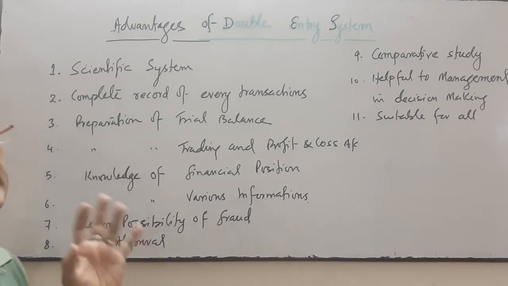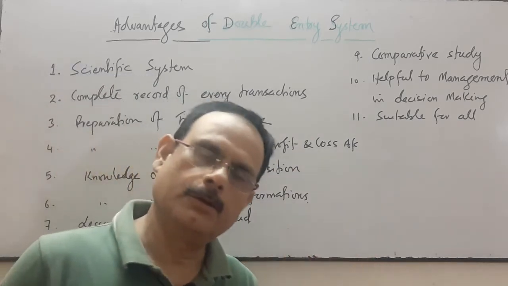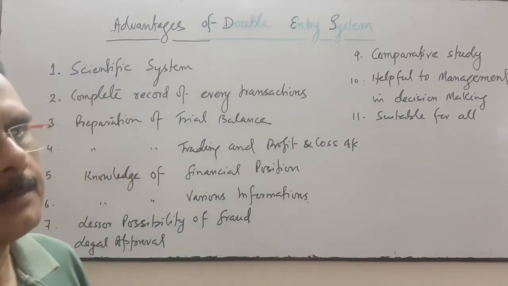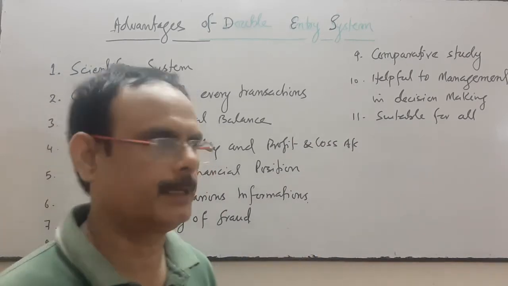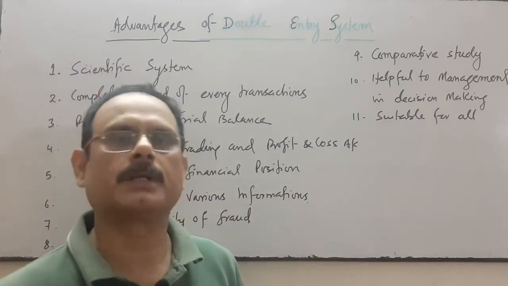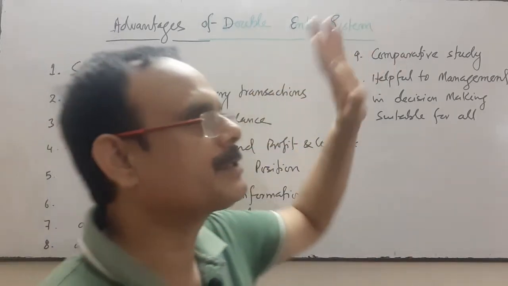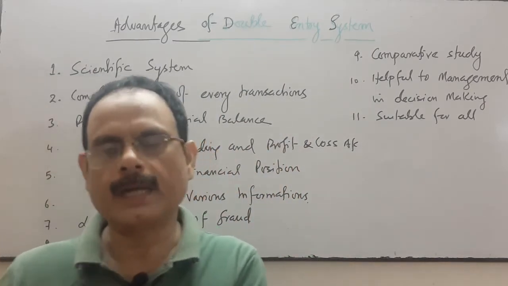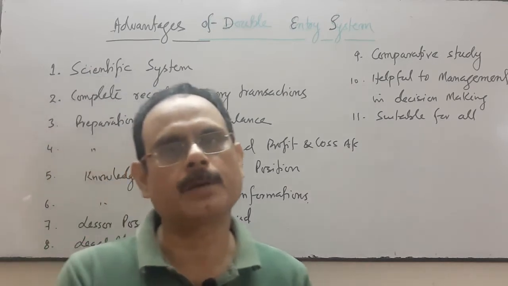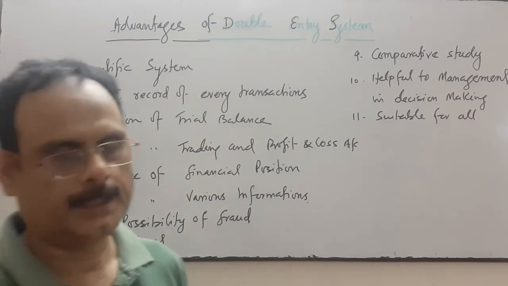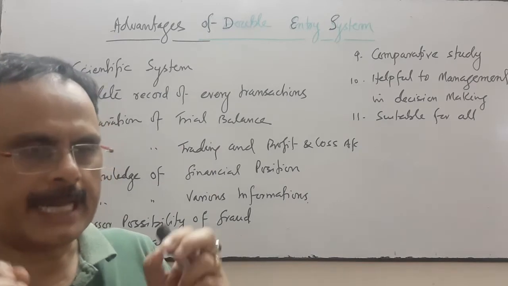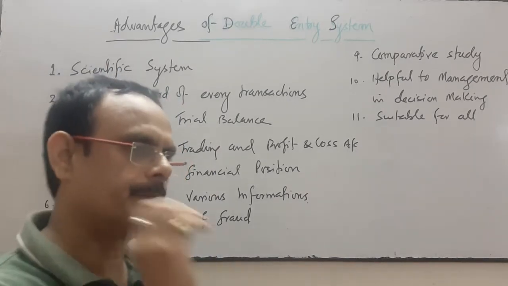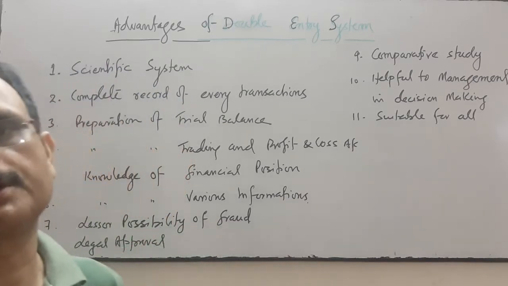Legal approval: it is approved by the law, it is approved by the companies, it is approved by the income tax department, tax authority, and it is approved all over the world. Comparative study is possible. We can do the comparison of one industry with another industry, one company with another company. We can do the comparison because the same accounting rules are applied by each and every company, each and every business. So comparison is possible.